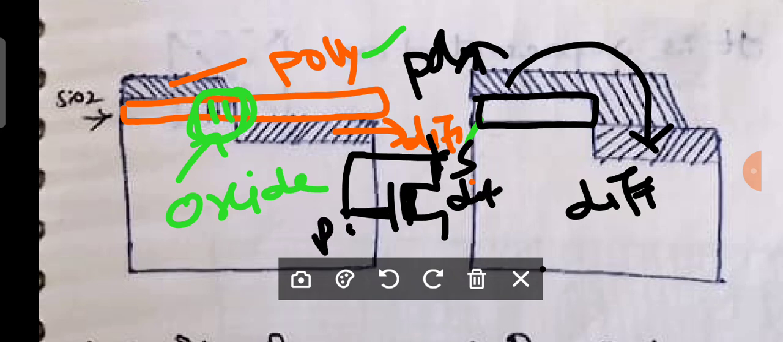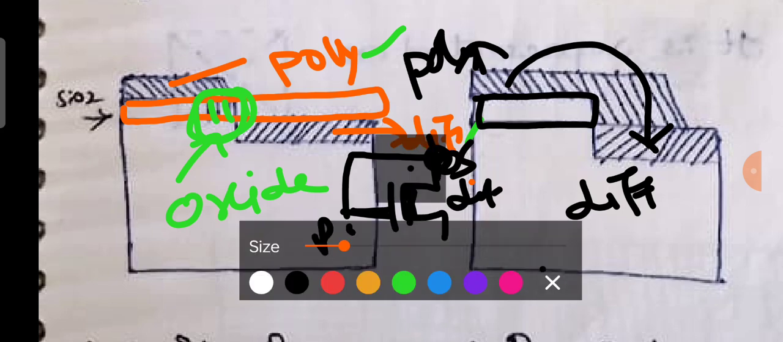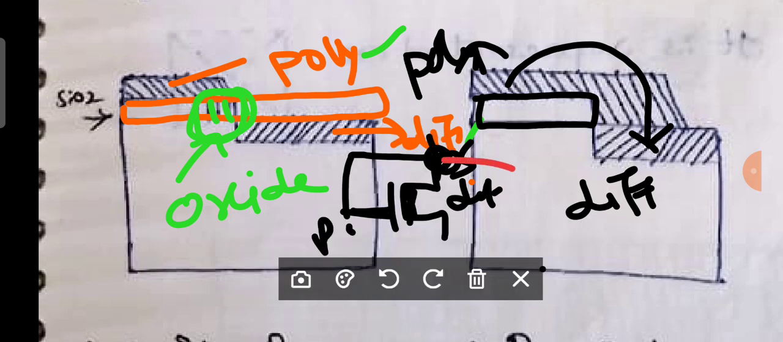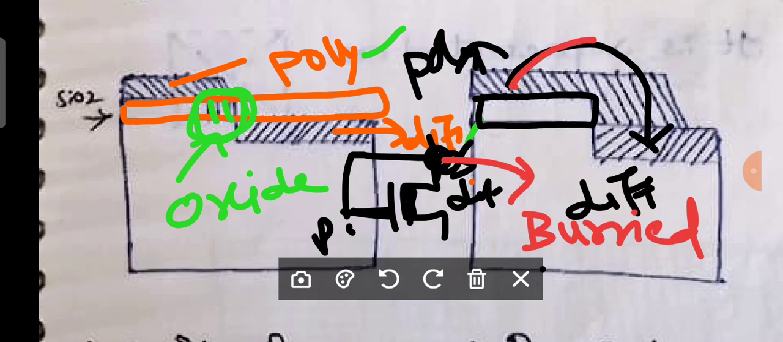This is poly, and this contact I already said in the stick diagram. If you didn't watch it, please watch it. This type of contact I already said. What is that contact? Buried contact. Here also you can observe that in the second approach, the poly is coming over diffusion. Here we are not removing any oxide, we are not using any metal. Is it understood?